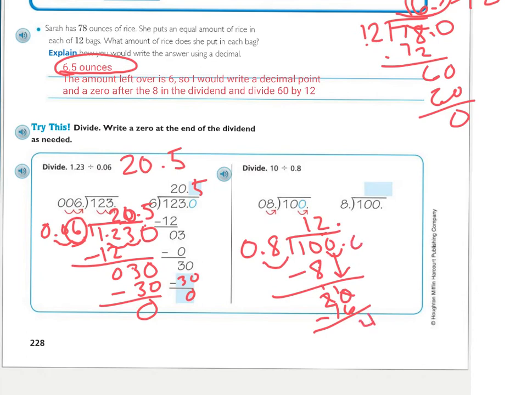So now I'm going to add another 0 and keep going. I'm going to bring it down because I want to make sure that I get it all the way divided. 8 goes into 40 5 times, and it goes in equally, so I get nothing left over. So the answer is 12.5, so 12 and 5/10.